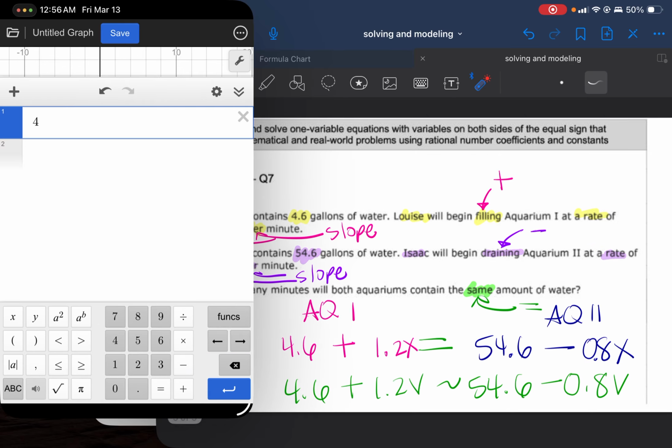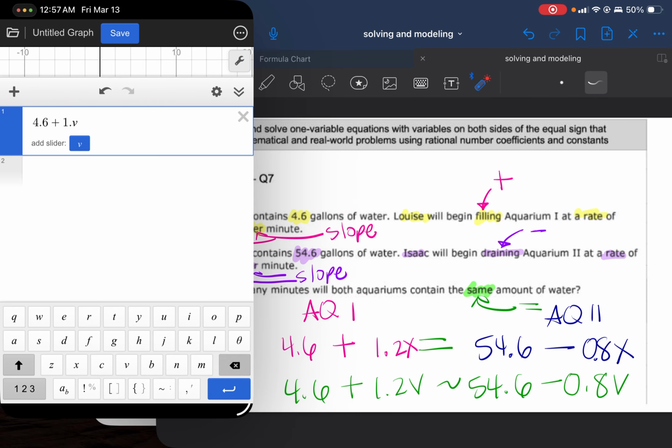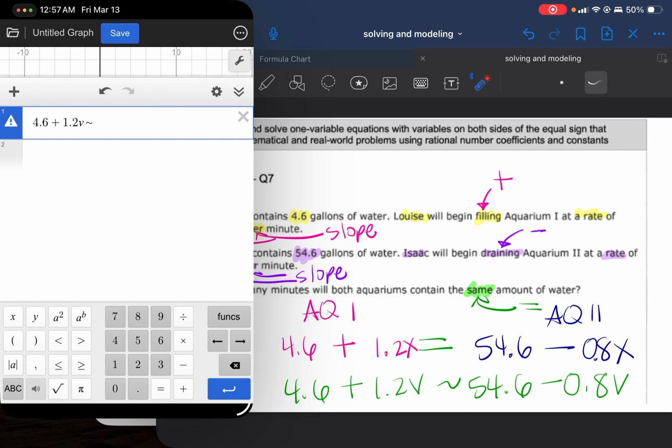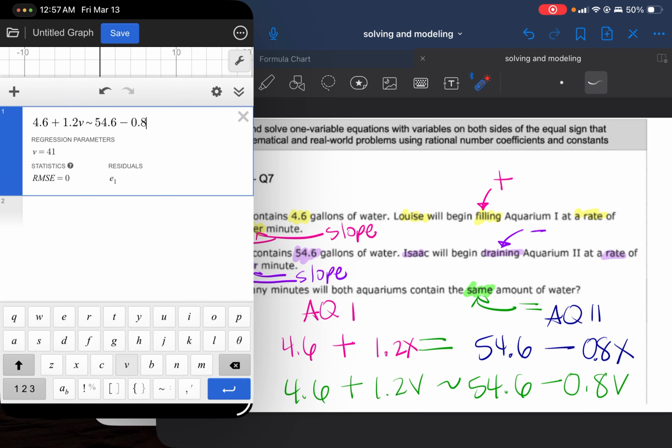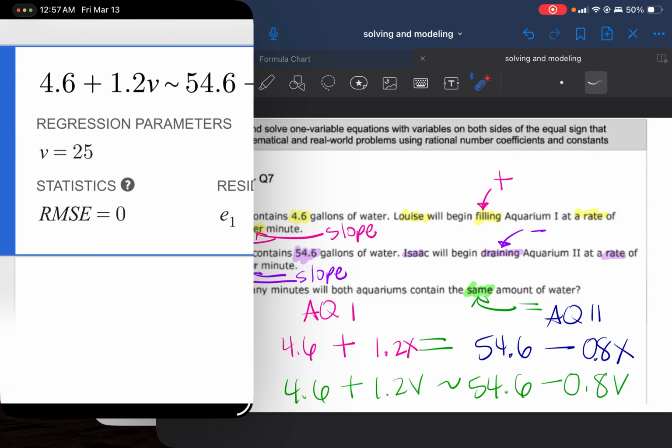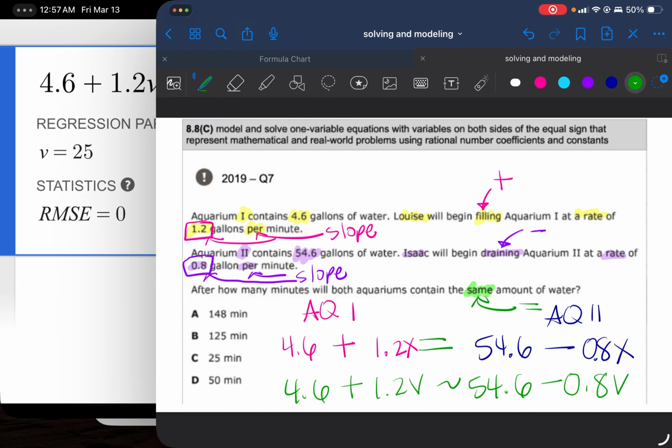So 4.6 plus 1.2v tilde 54.6 minus 0.8v. Decimals gives our answer as 25, making our final answer C.